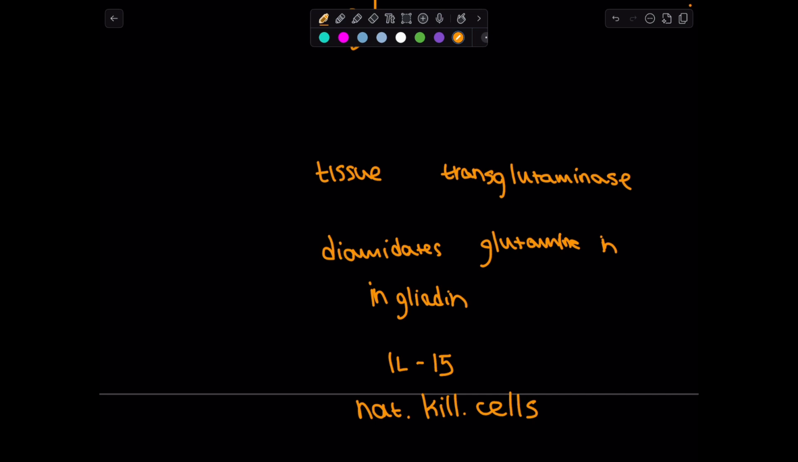Makes sense. And what about IL-15? So basically is it an autoimmune disease thing? What's going on? Yes, celiac disease is an autoimmune disorder.